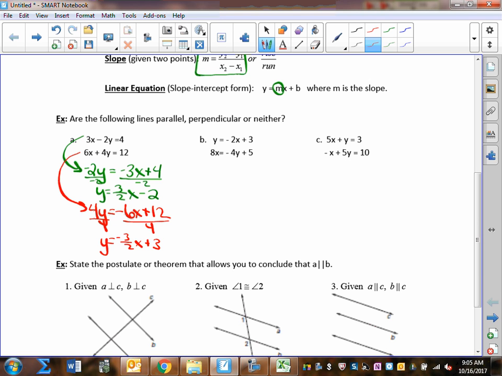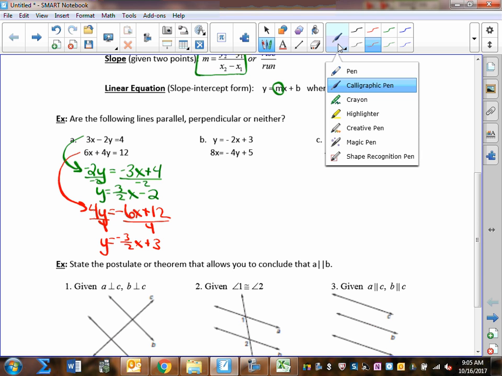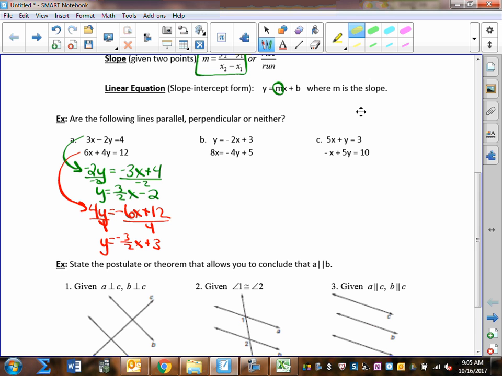Alright, so comparing our slopes, again, your slope is that coefficient in front of your x. Are these slopes the same? No, so they can't be parallel. Are they opposite and reciprocal? No, we've got opposite, but they're not reciprocal, so they can't be perpendicular. The only option is here. They intersect somewhere, but they're not a special case of parallel or perpendicular.